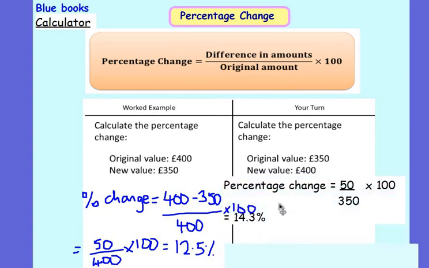And this is the answer I was looking for. You should have got 50 because the change is still the same. The difference in amounts is still the same. It's 50. Only this time my original value was 350. So I've got 50 divided by 350 times 100, which gives me 14.3%.